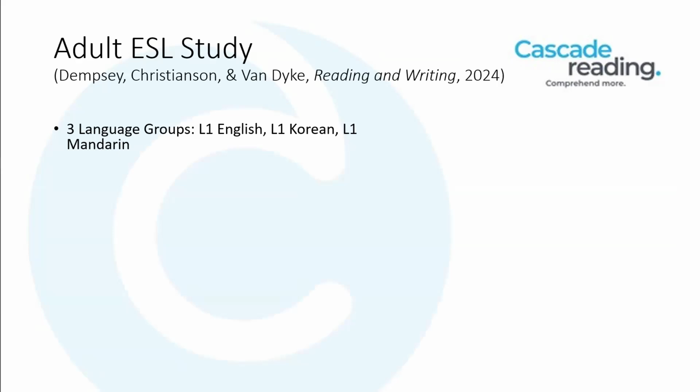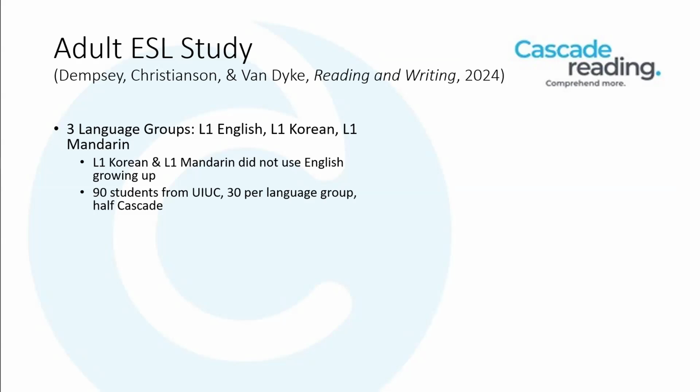And so previous research in elementary schools and with English as a first language readers in adult settings has shown that the Cascade format improves comprehension, but we were specifically interested in seeing how it improves comprehension for adult English language learners as they're reading English as a second language. And so we recruited three language groups: one whose first language was English, one whose first language was Korean and learned English as a second language later in life, and another whose first language was Mandarin but learned English as a second language later in life.